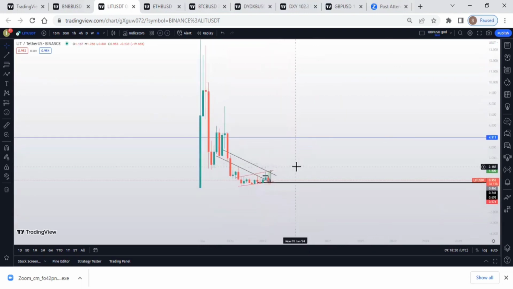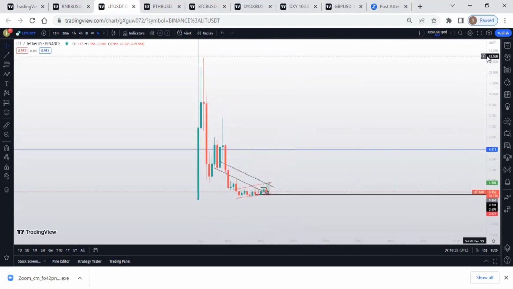So now let's do a top-down analysis. I'll go down from monthly down to the lower time frame, so you can see a bigger picture and know what to decide in the market about LIT. So now this is the monthly chart.